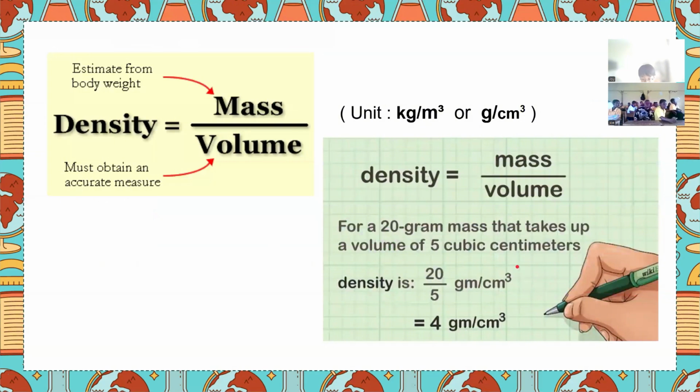And here, this is how you would measure a density when you're in a test. So when you're asked to find density, you divide mass by volume. This is because density, by definition, is how much mass is in a certain amount of volume.